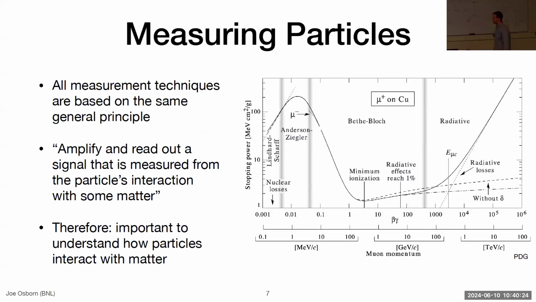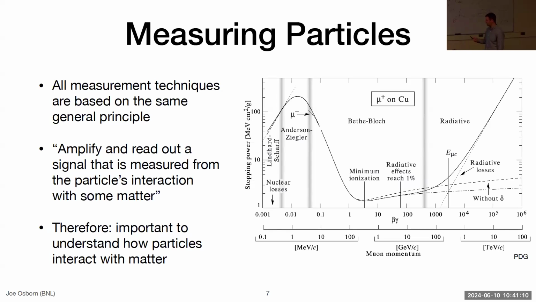Okay, so how do we measure particles in an experiment? If there is one thing that I would like you to take away from today's talk, it is this point right here. All measurement techniques are basically based on the same very general principle, and that is you amplify and read out a signal that is measured from the particle's interaction with some matter. So some particle traverses some matter, it creates a signal, and then the goal of your experimental apparatus is to amplify that signal to the point where you can actually detect it and have some measurement. So it is therefore important to understand how particles interact with matter, because that is our only way of actually detecting things.